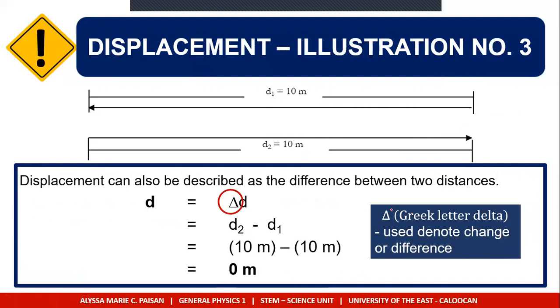So remember, in mathematics or in sciences, the Greek letter delta denotes change or difference. Okay? So, of course, a difference, that's D1 or initial position, initial distance minus final position or final distance. What was the first distance that the boy traveled? Right, 10 meters going to the west. So 10 meters, that's the initial. Then his final is still 10 meters because he went back. When you subtract 10 from 10, obviously the answer is 0.